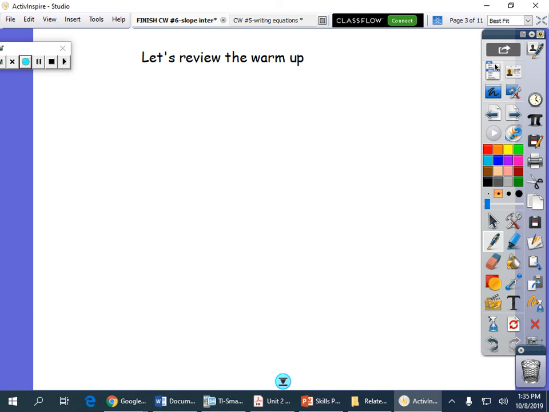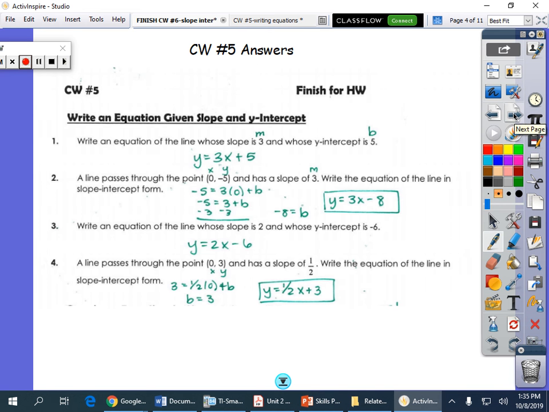So let's go back to our regular flip chart. Now we're going to look over the classwork 5 answers, okay? We did all of these yesterday, so I'll just leave it up here for a second so that way you can solve. Notice that this is wrong. 0, 0. This should be -3. So it should have been 3x minus 3.